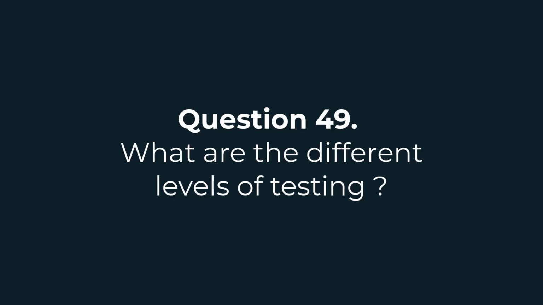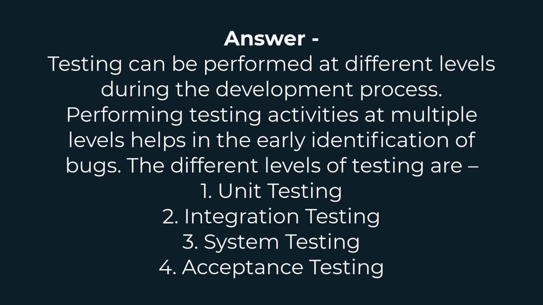Question 49. What are the different levels of testing? Answer. Testing can be performed at different levels during the development process. Performing testing activities at multiple levels helps in the early identification of bugs. The different levels of testing are 1. Unit testing, 2. Integration testing, 3. System testing, 4. Acceptance testing.